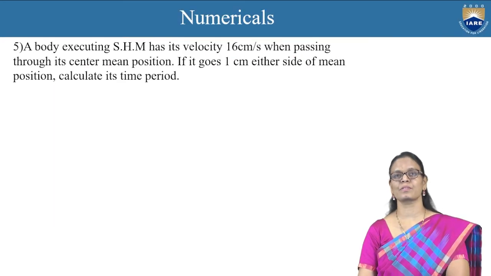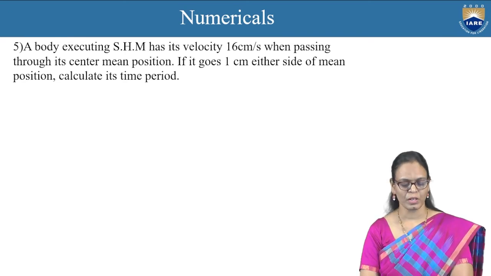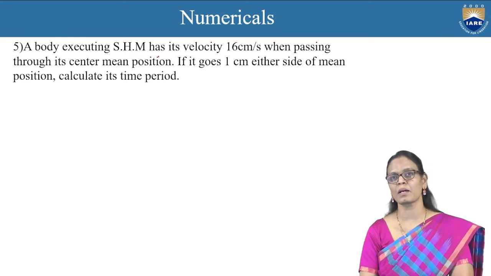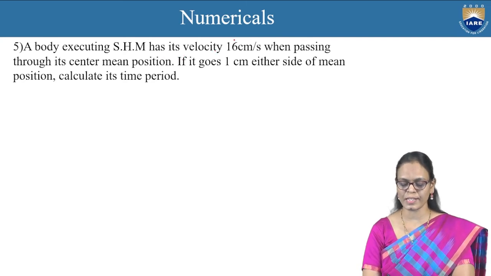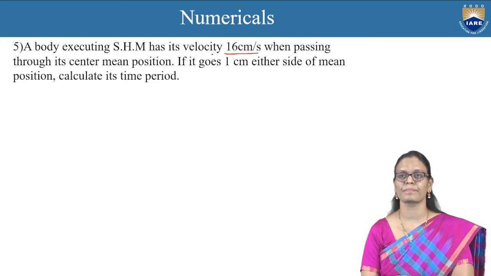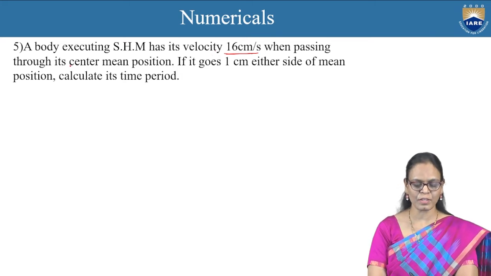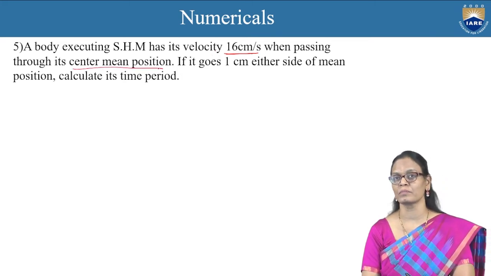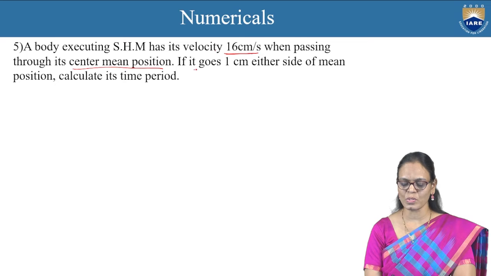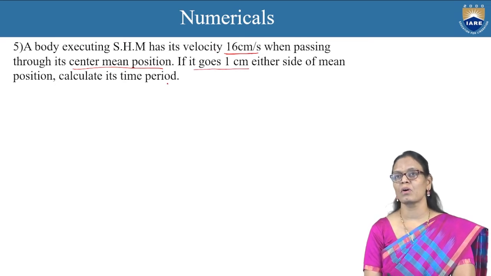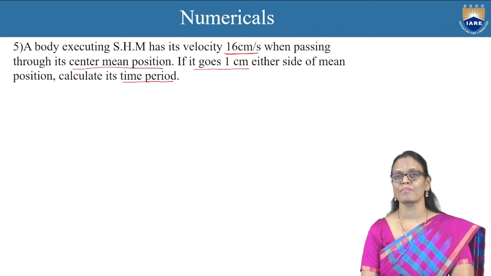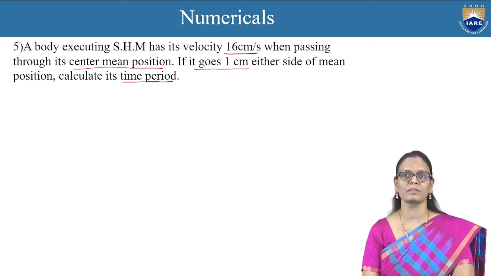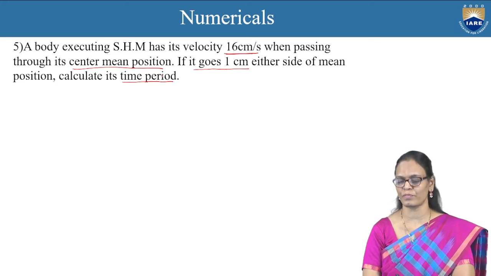Let us see the next one, the fifth one. A body executing simple harmonic motion has its velocity 16 centimeter per second when passing through the center mean position. If it goes 1 centimeter on either side of the position, calculate the time period. So first let us understand the numerical, what is given and what we have to find.